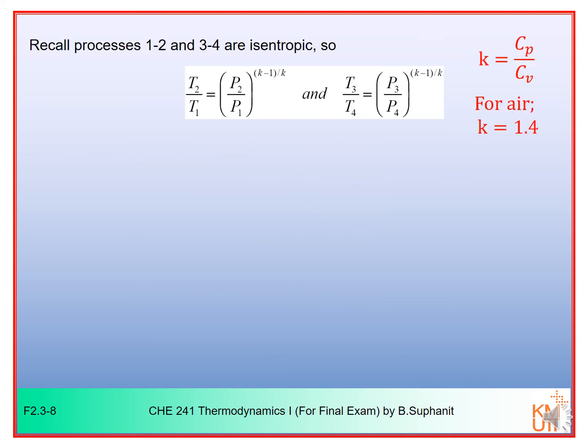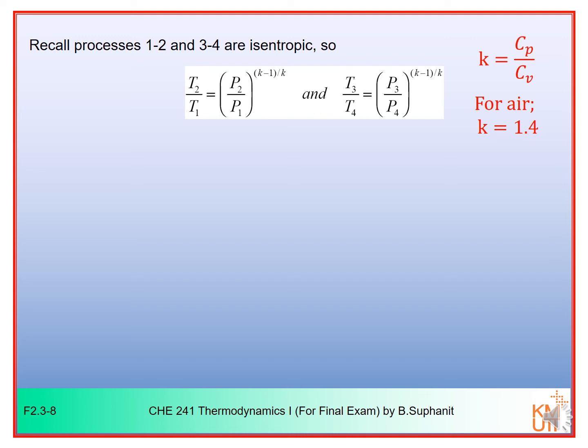We take a look at the isentropic relationship in process 1-2 and 3-4. We have a relationship between temperature ratio and pressure ratio as follows. The temperature ratio will be equal to the pressure ratio to the power of (k minus 1) over k. In this case, k equals the heat capacity ratio, or Cp over Cv. For air, the k value would be 1.4. You can find this property in the appendix of most thermodynamics textbooks.